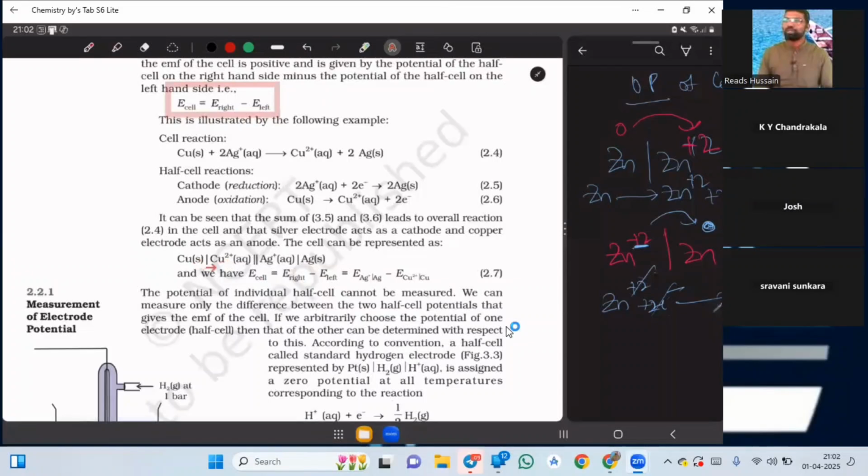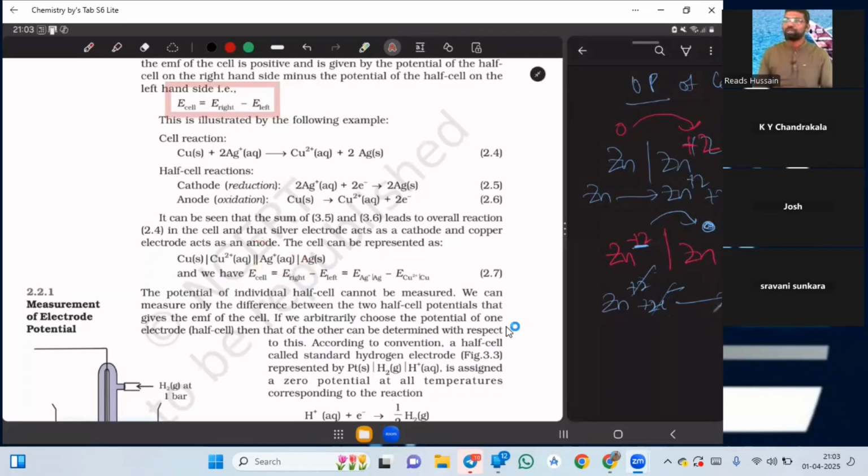And between this and this, there are two parallel vertical lines. This represents the salt bridge. Between Ag+ and Ag, there is one vertical line. This is the cell representation. In this cell representation, once again, this part is oxidation and this part is reduction. This is oxidation potential, this is reduction potential. But here we take only reduction potential.